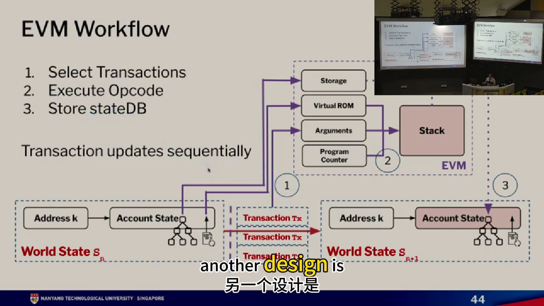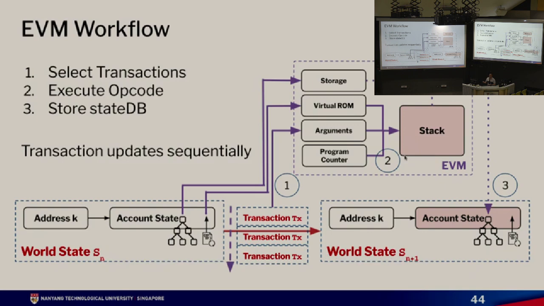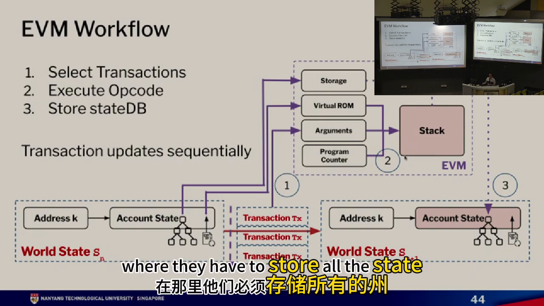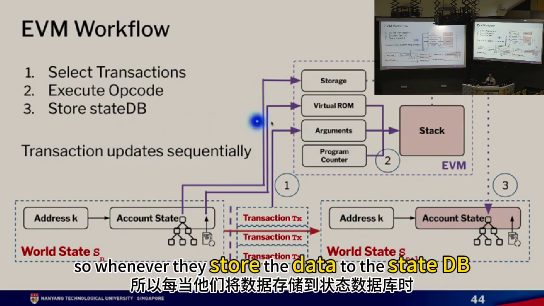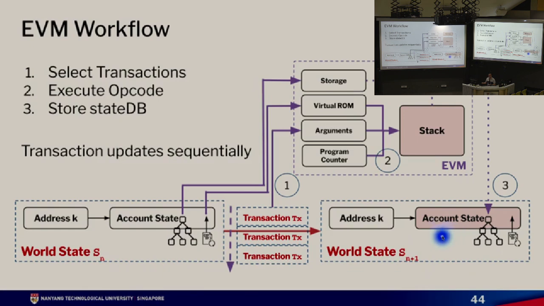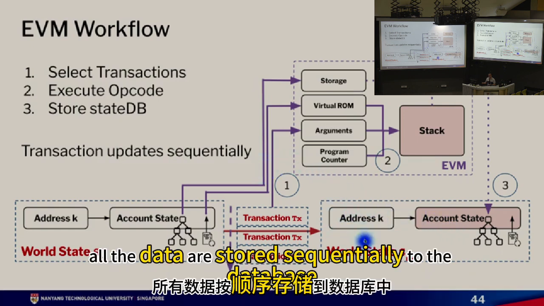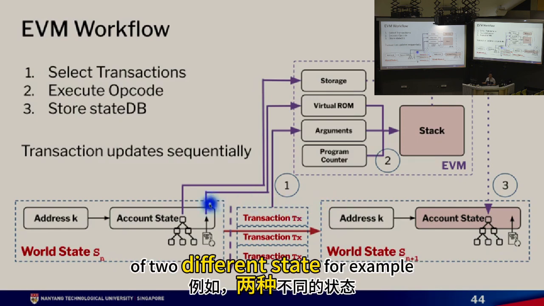Another design is they have this StateDB. It's a type of database designed for the EVM, where they store all the state. Whenever they store data to the StateDB, by default all the data is stored sequentially to the database. By right, they don't foresee any conflict between two different states.